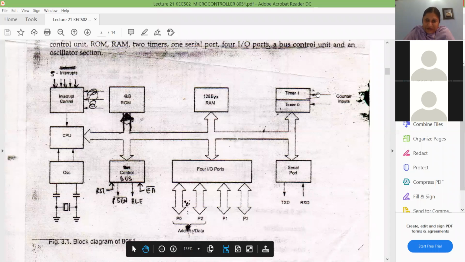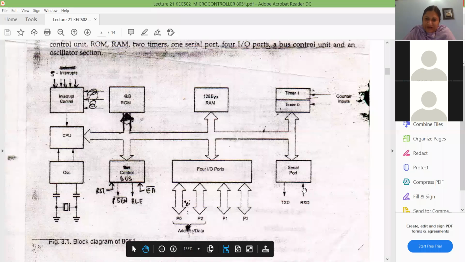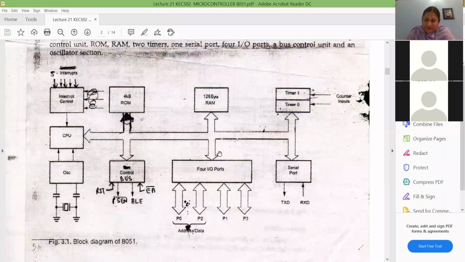When we'll see each in detail, like when we'll see the timers, then we'll see the details about timers. What are they? How do they operate, etc. When we'll see the ports, we'll see how they operate. We'll see the serial port also, its operation. So this is the basic block of 8051 microcontroller. This much is clear? Is it clear?